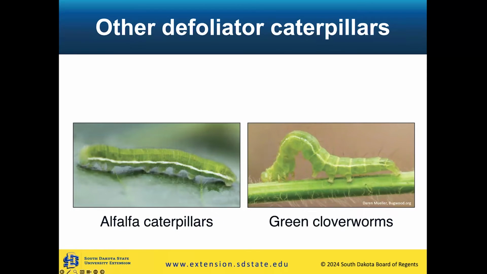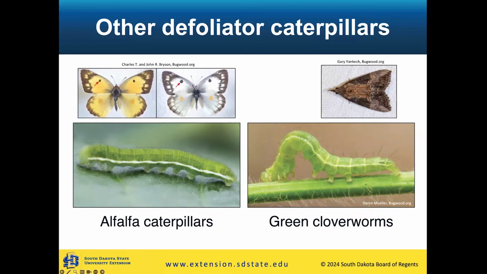Okay, so for defoliators, just a couple other things with caterpillars that can cause defoliation. We have the alfalfa caterpillars and the green clover worms. There's what the larvae look like, and then here's the adults. So with the alfalfa caterpillars, there'll be these little butterflies, it can be yellow or white, and they'll have those black spots on the wings, as you can see. And then green clover worm's going to be more of this brown, kind of triangular shaped moth.